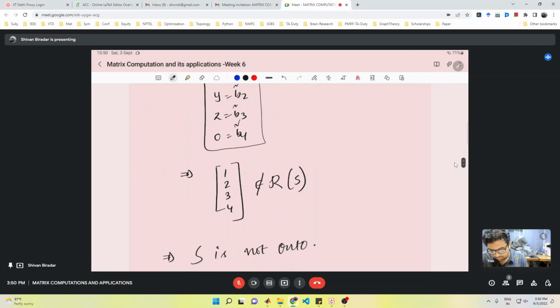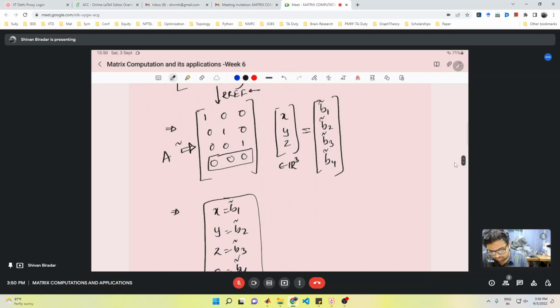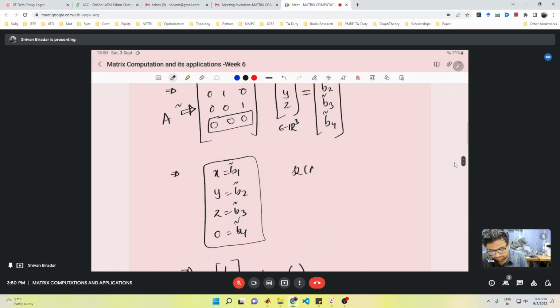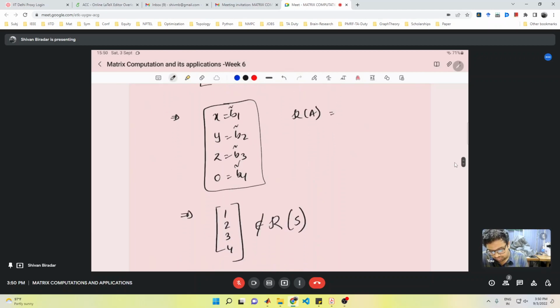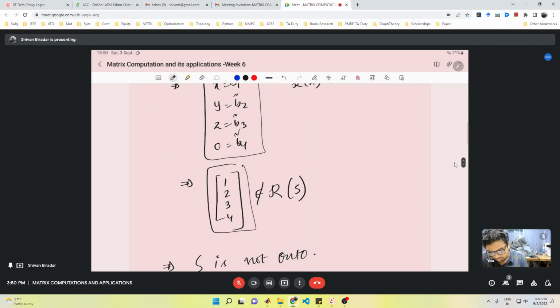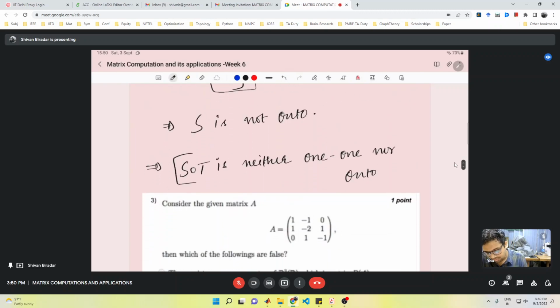So here B4, so the range space of A has a non-zero B4. So if it has a non-zero B4, then this type of vectors will not span the range space of S. This implies that S is not an onto transformation. So this says that S composition T is neither one-one nor onto.